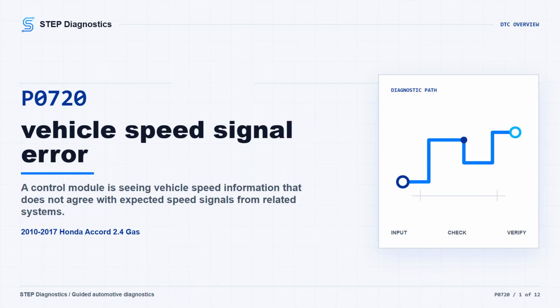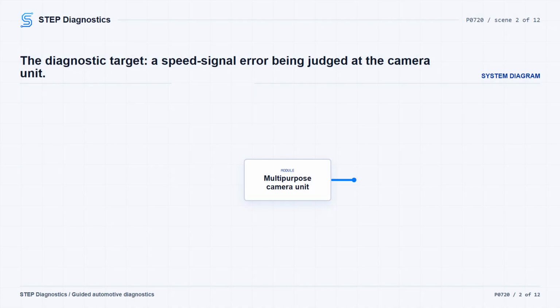On this Honda Accord, P0720 is being handled as a vehicle speed signal error seen by the multipurpose camera unit. In plain language, the module may not be seeing a vehicle speed signal that lines up with what the rest of the vehicle is reporting. The driver may notice warning lights or system messages, and the issue can involve communication faults, transmission speed sensor information, connector problems, or the multipurpose camera unit itself.